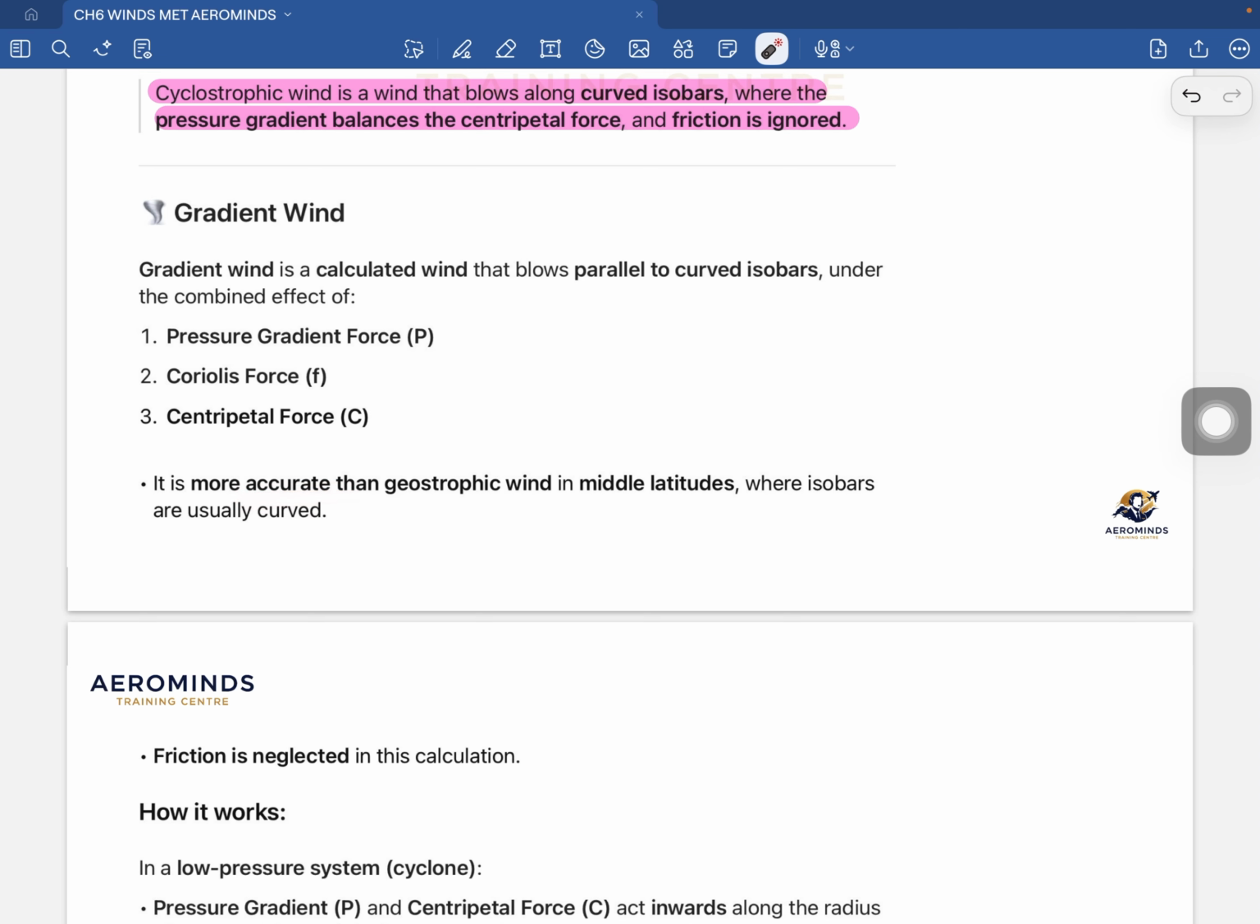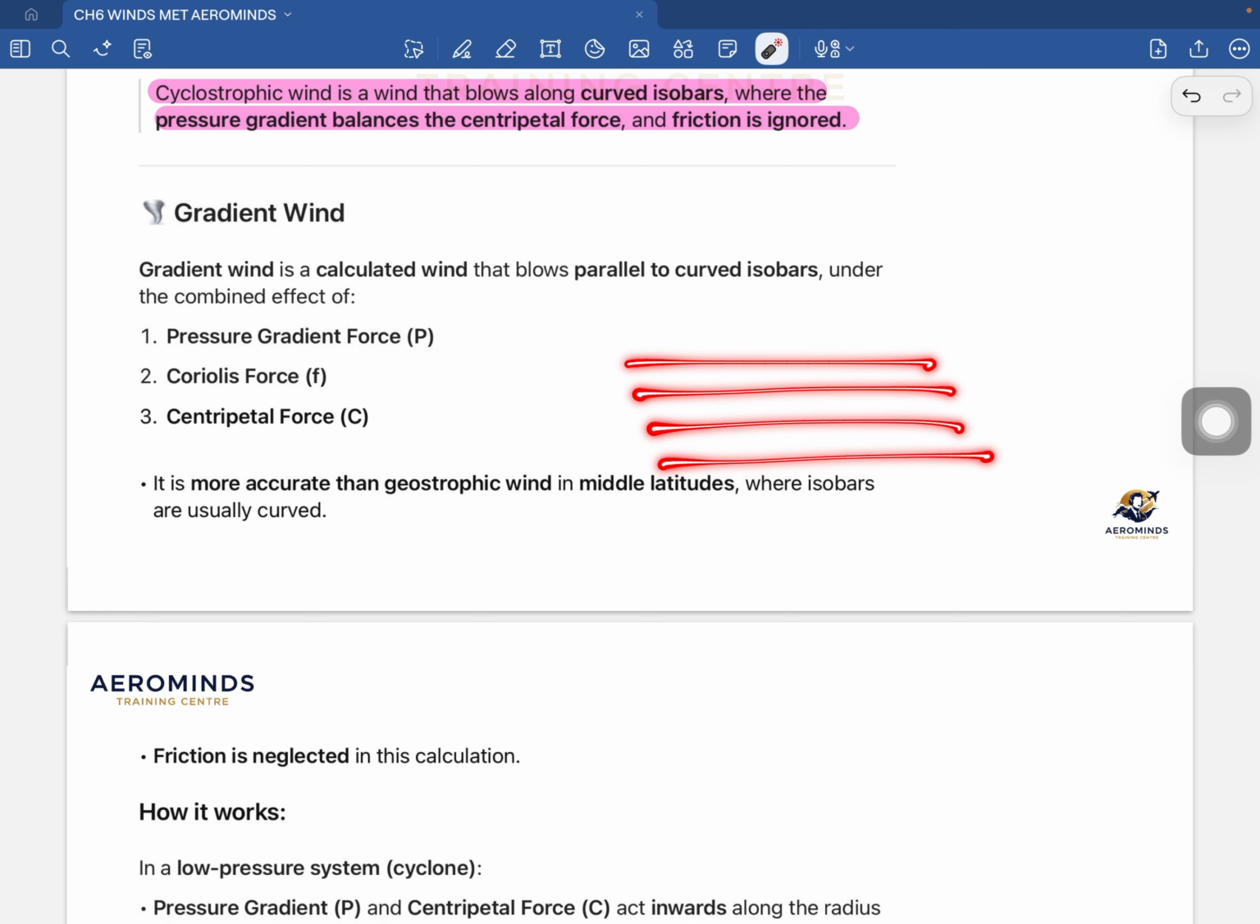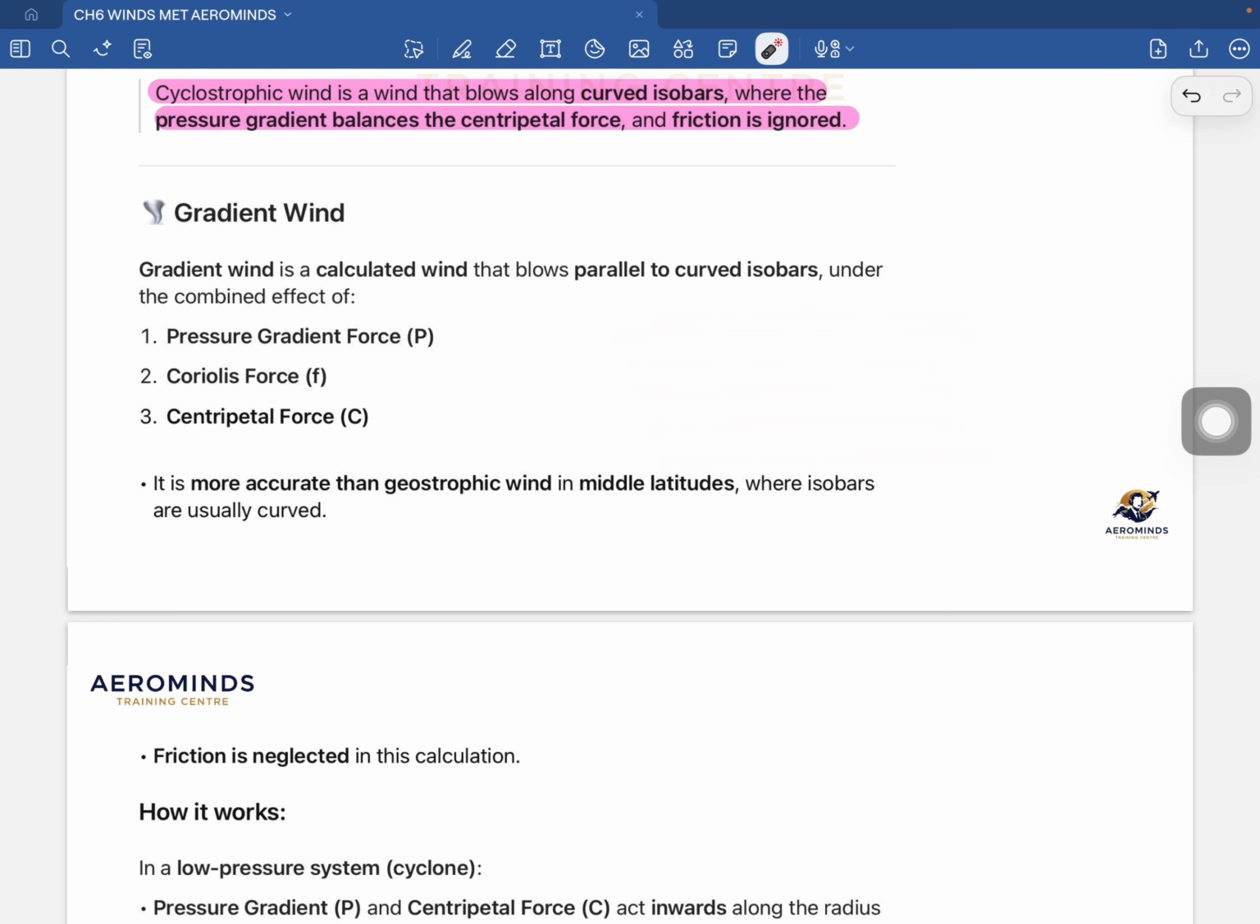Remember, the geostrophic wind assumes straight isobars, but in reality most isobars are curved, especially around high and low pressure systems. They are curved like this. A gradient wind is a calculated wind that blows parallel to the curved isobars under the combined effect of three forces, which I'll tell you. The three forces are the pressure gradient force, the Coriolis force, and the centripetal force.